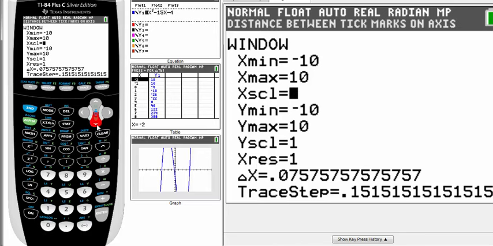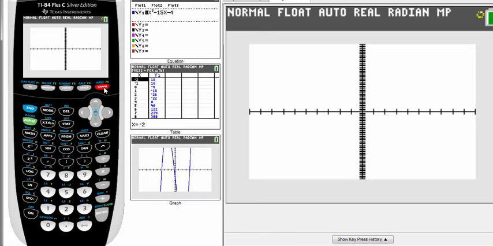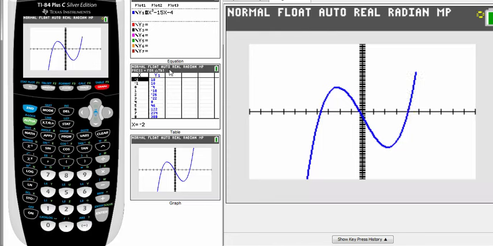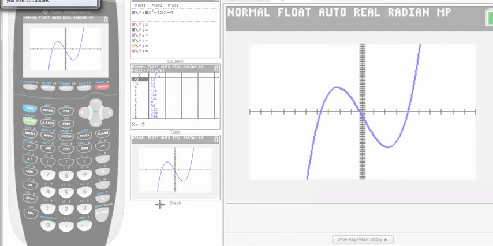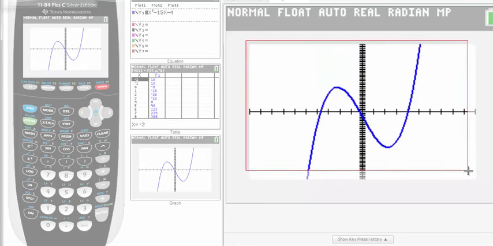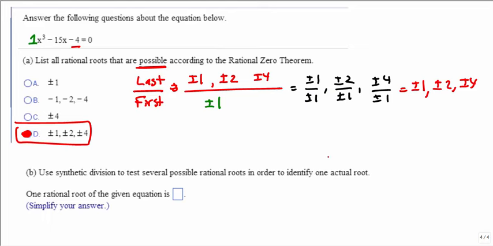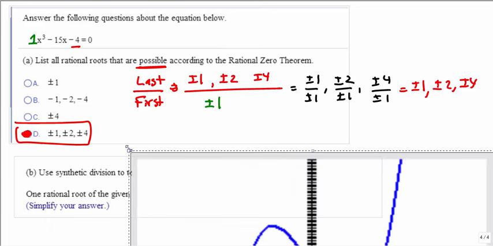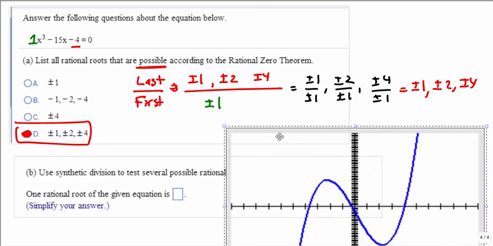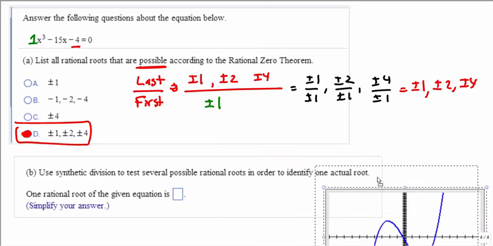Now for my y min and my y max, I'm going to go pretty extreme here. I'm going to go negative 50 to 50, just so I can get a good look at the shape of this graph. Okay, so I see I have 3 roots. One of them definitely looks like it's an integer solution. And of course we can use second calc on our calculators to try and find that. And we'll look to see how we can come up with that value.